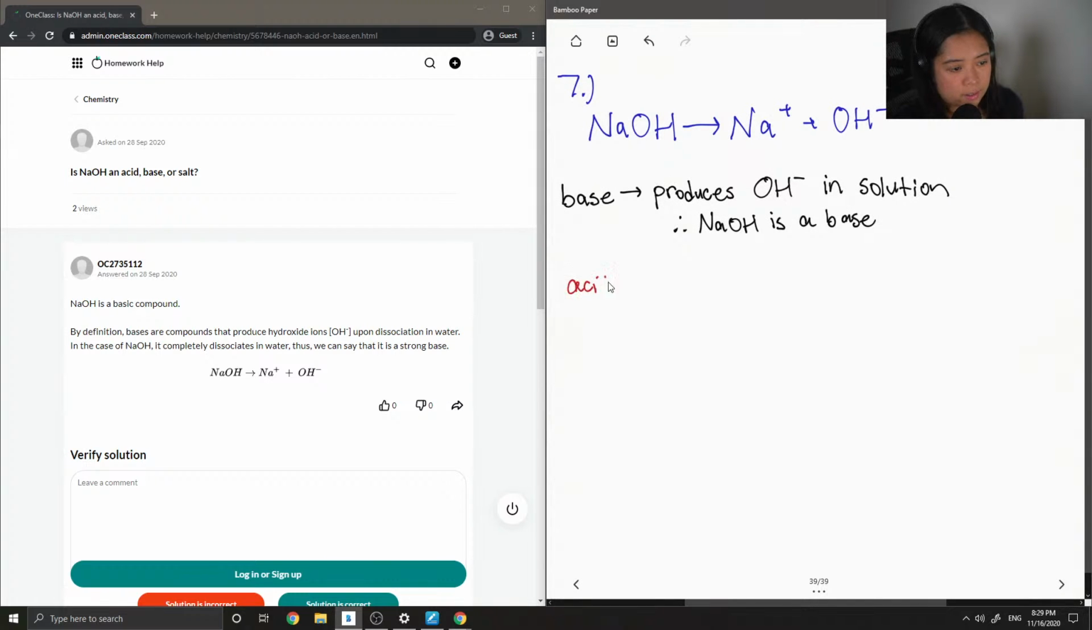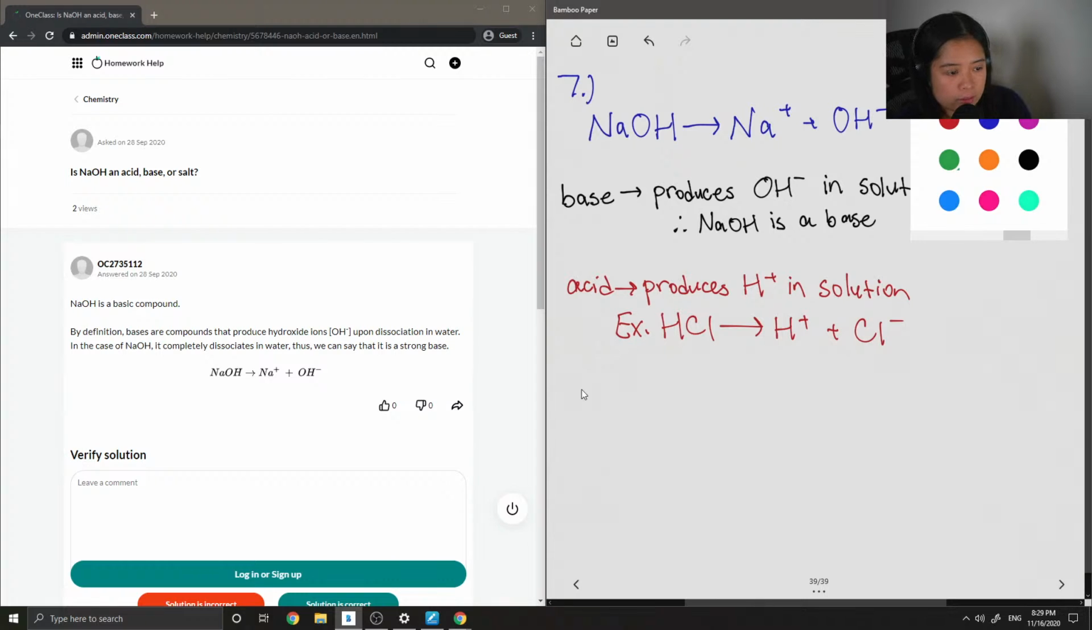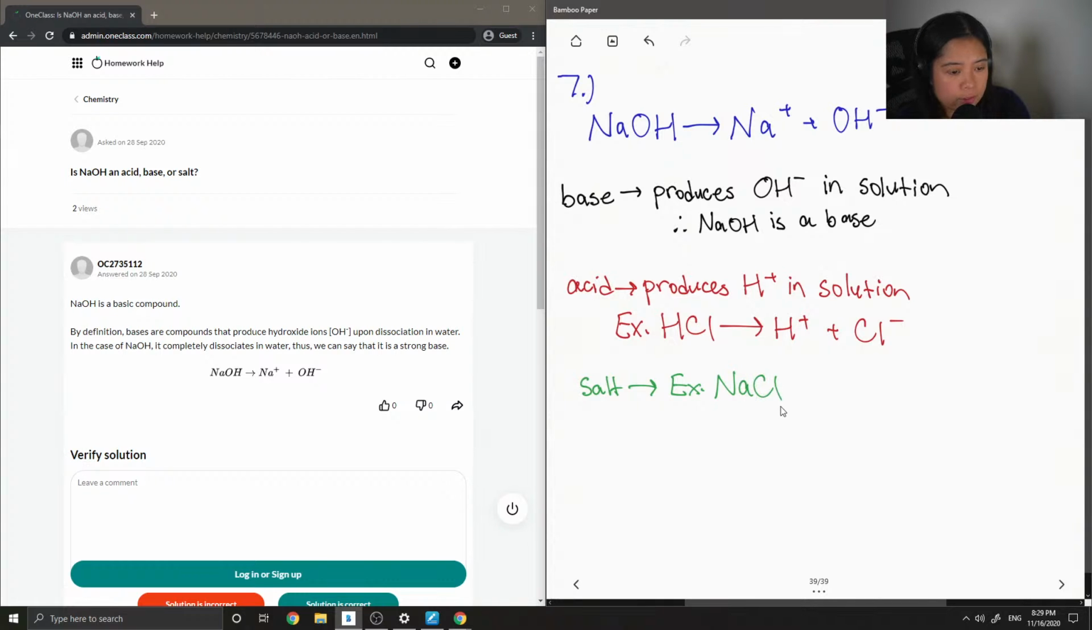In the case of an acid, this produces H plus in solution. So for example, if we had hydrochloric acid, it will produce H plus Cl minus. An example of a salt would be like sodium chloride, which is simply just table salt, actually.